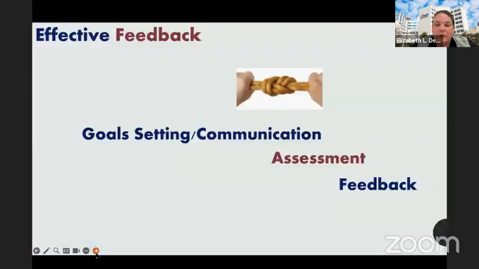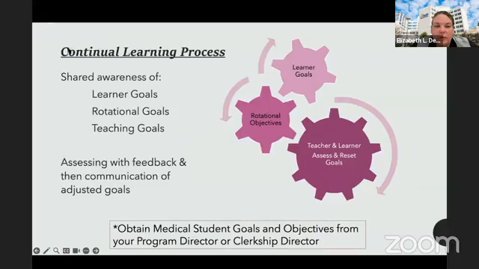So what makes good feedback? We want to be setting goals and having good communication amongst the evaluator and the trainee. We want to be able to have assessment and feedback as well. So when we begin the learning process, we want to be sure that we're having shared goals that everyone knows. So we want to know about the goals of the learner. If you're on a specific rotation or class, we want to know the goals of that teaching opportunity. And we want to know the goals of the facilitator or the instructor. Then we can build an assessment that uses feedback and communication to continually adjust our goals to meet the needs of everyone on the team.